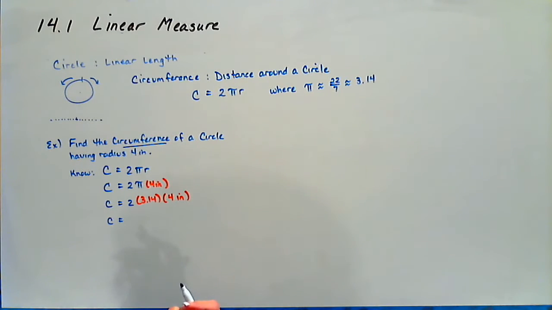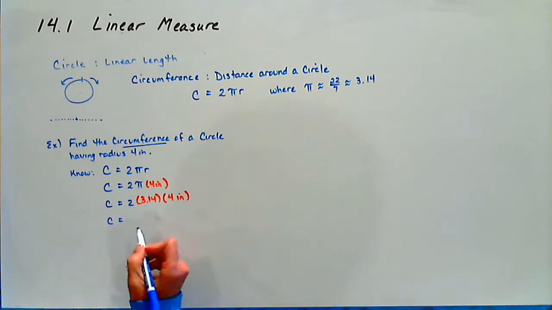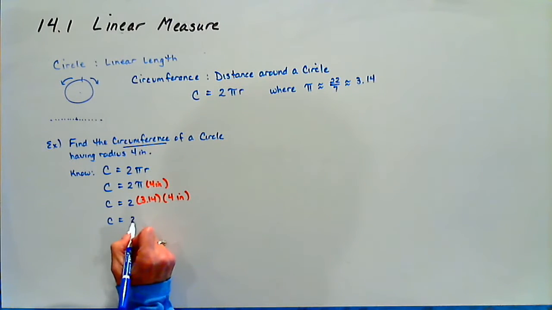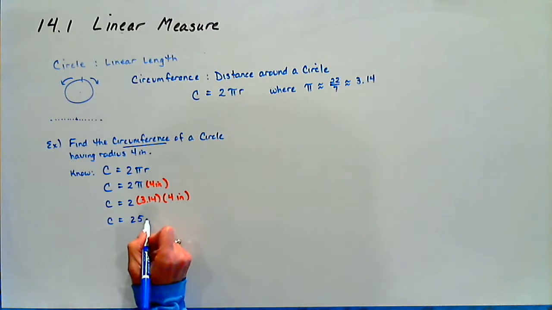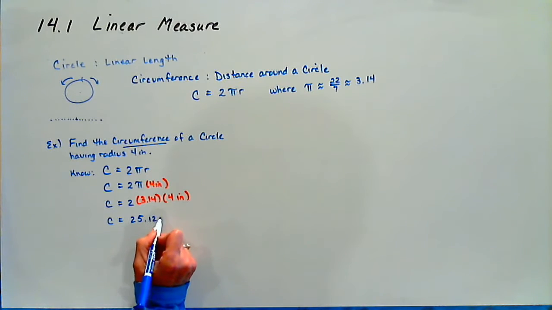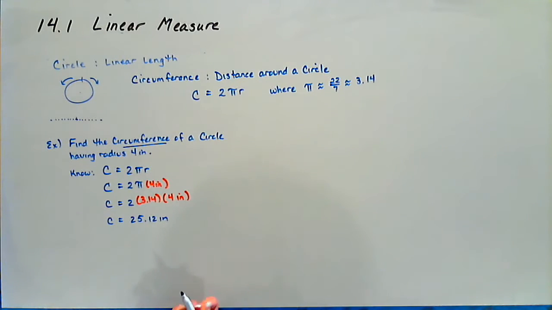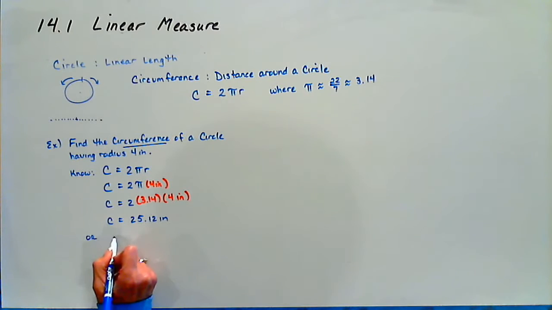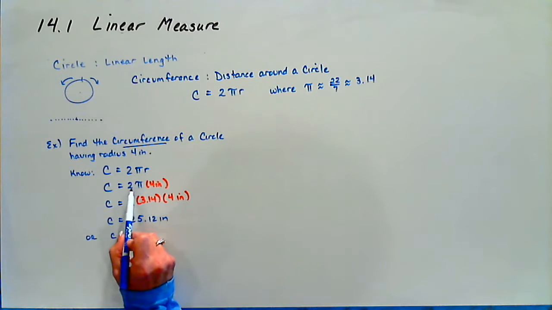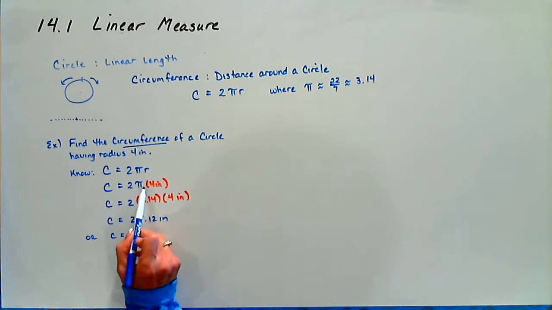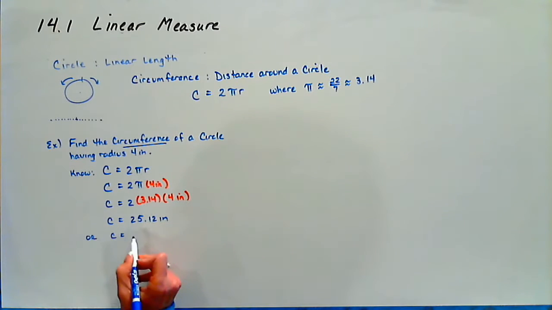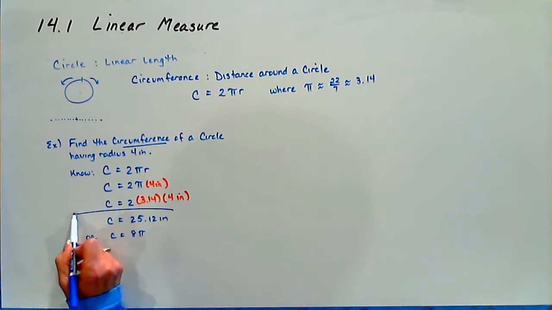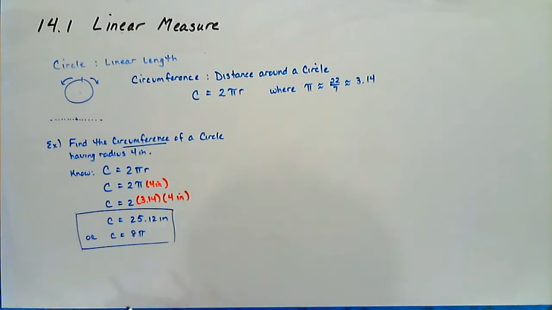And that gives us a final estimated value of 25.12 inches if you use a calculator, or an exact value if you don't use a calculator: 2 times 4 is 8, so we're left with 8 pi. Okay, so pay attention to the directions as to which version you're going to be asked for.